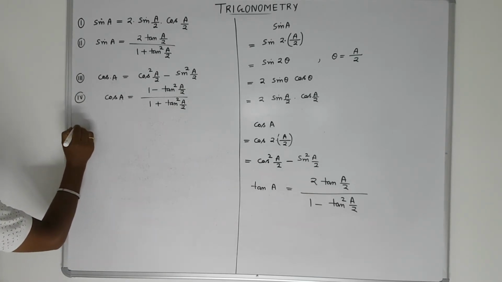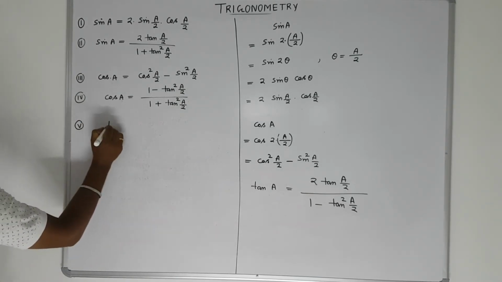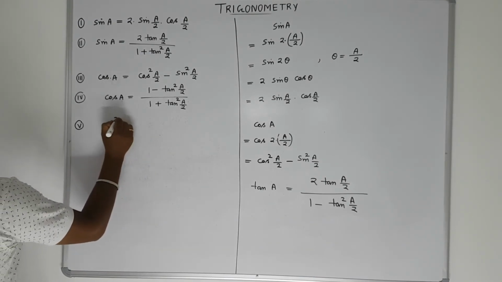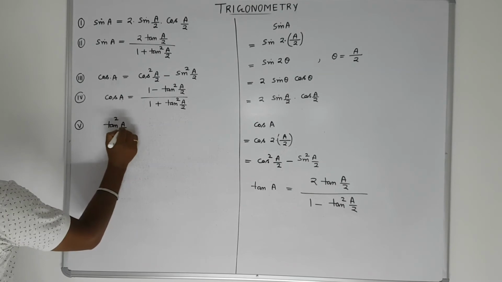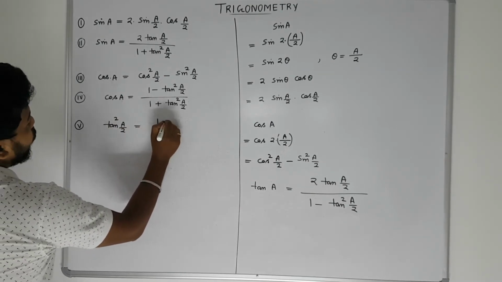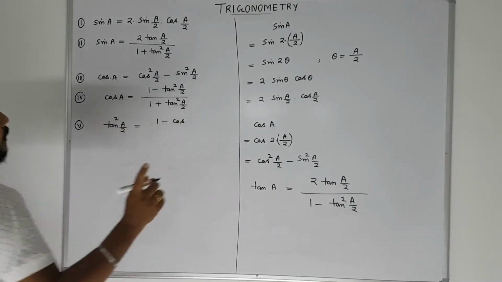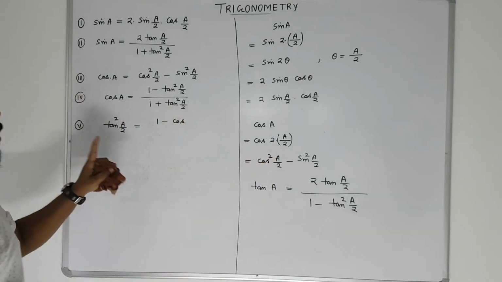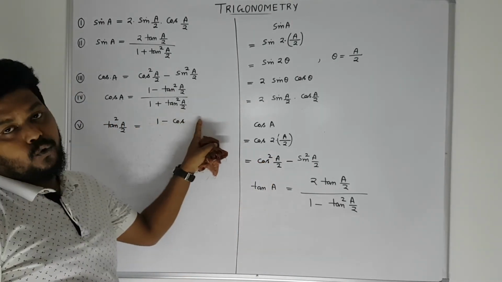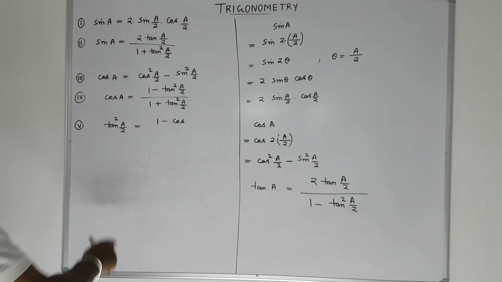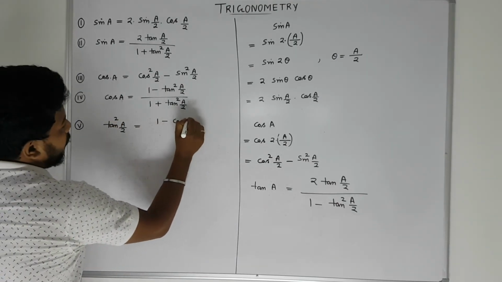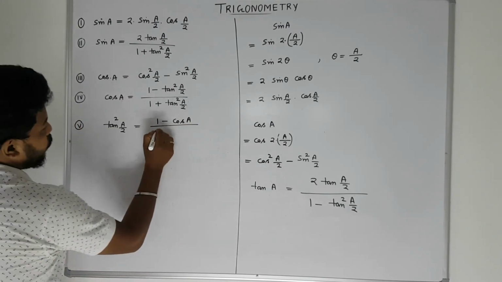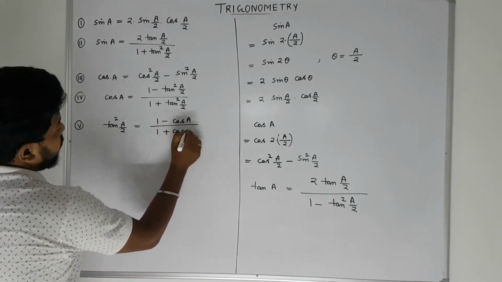Number 5, tan square A by 2 is equal to 1 minus cos A by 1 plus cos A. See, the formula of tan square A in terms of cos was tan square A is equal to 1 minus cos twice A by 1 plus cos twice A. The angle is doubled. Now it is A by 2. So if it gets doubled, it becomes 1 minus cos A, 1 plus cos A.